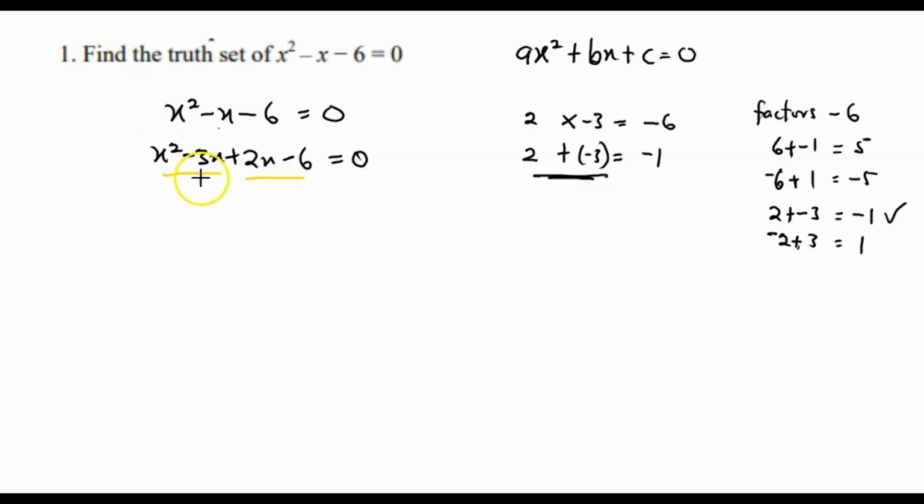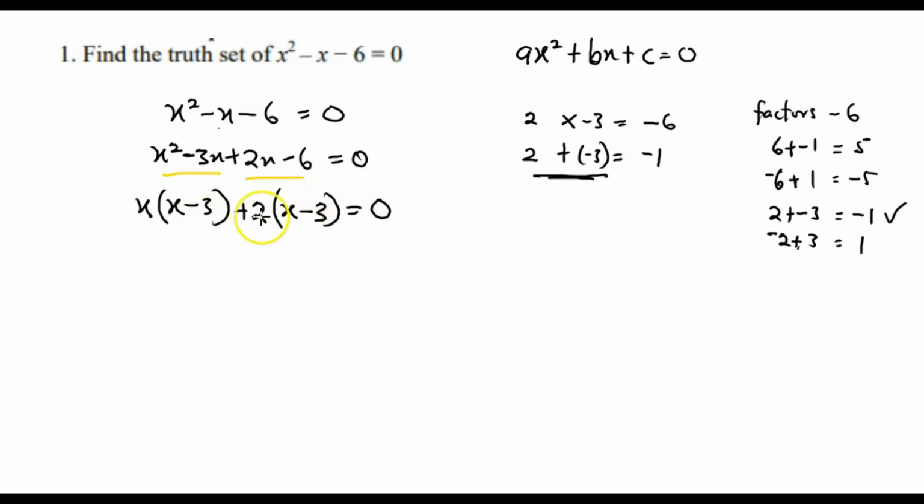So factorizing the first 2 terms, the common factor between x squared and negative 3x is actually x. And then x multiplying x will give us x squared. x multiplying negative 3 will give us negative 3x. Then now we have plus. The common factor between 2x and negative 6 is actually positive 2. Then we have 2 multiplying x to give us positive 2x. 2 multiplying negative 3 will give us negative 6. That must be equal to 0.